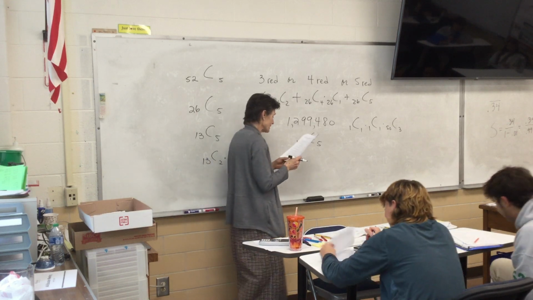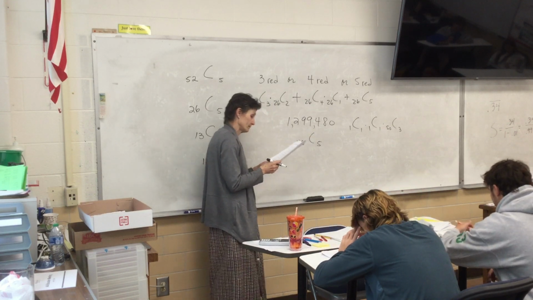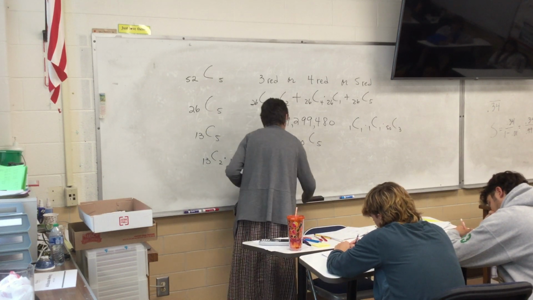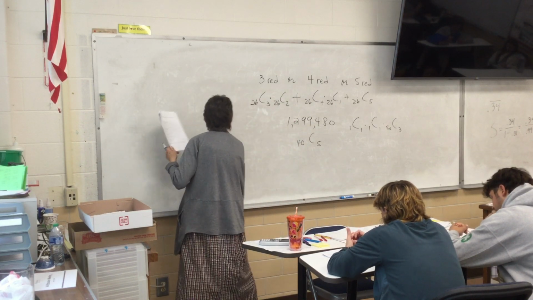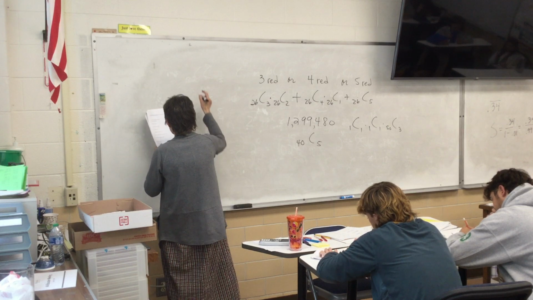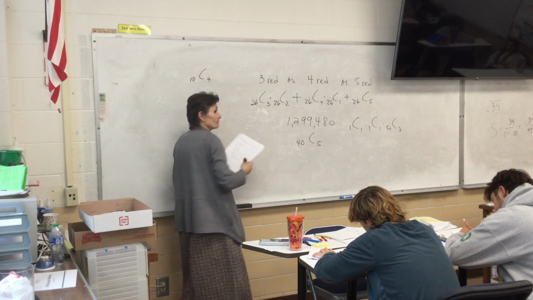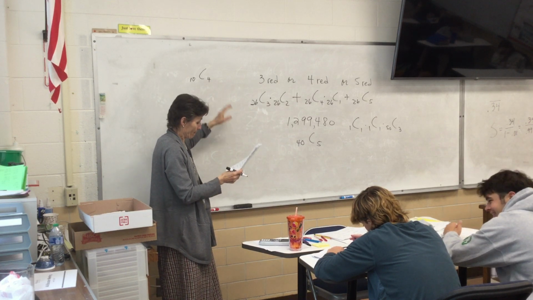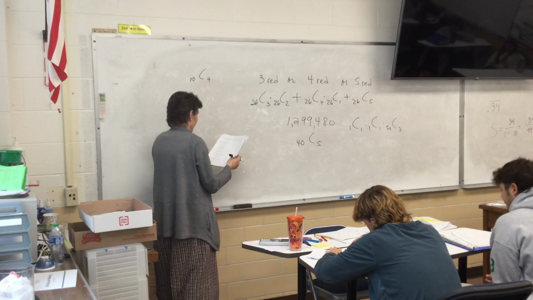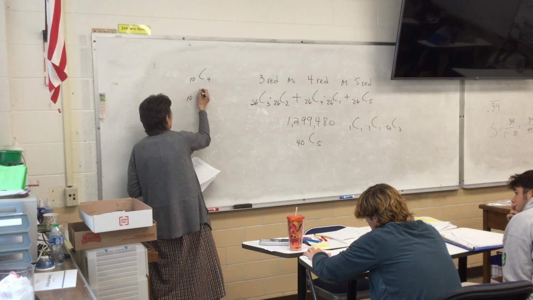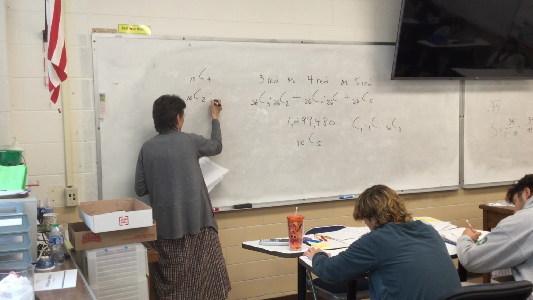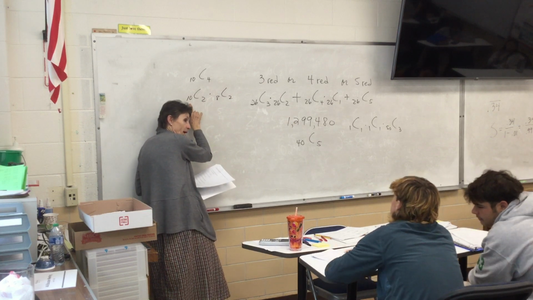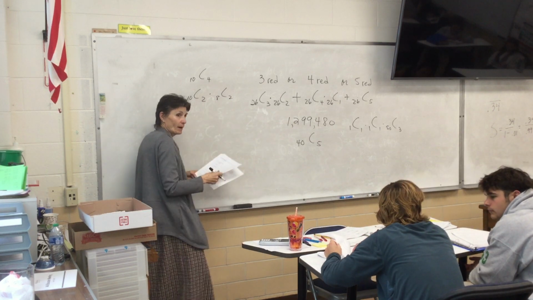All right, I've got 10 juniors, 8 seniors. How many ways can I pick 4 and get all juniors? I heard somebody say it. 10C4. There are 10 juniors. I'm picking 4 of them. 10C4. Easy. Get 2 of each. 10C2 times 8C2. 2 from the junior pile and 2 from the senior pile.